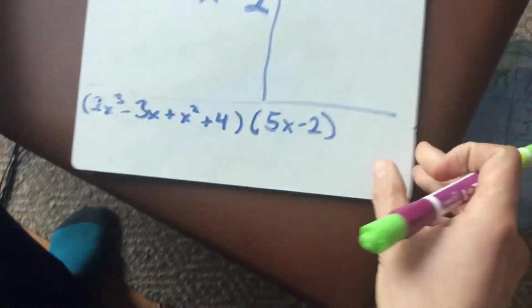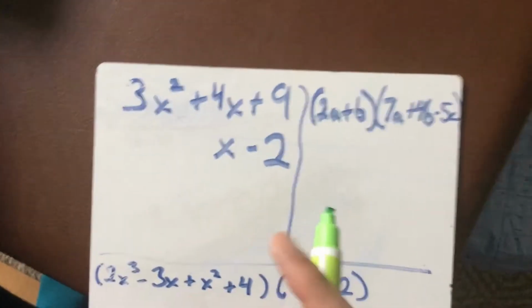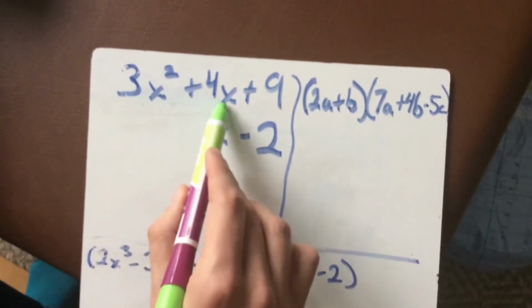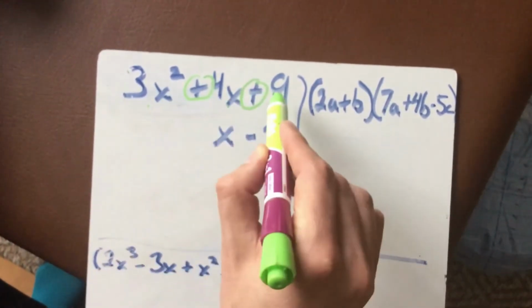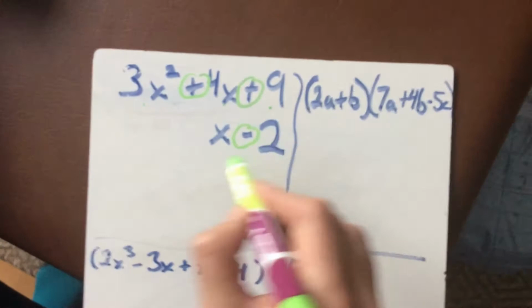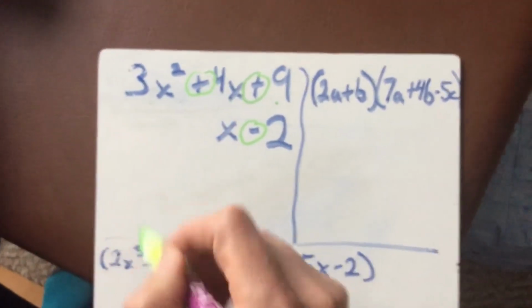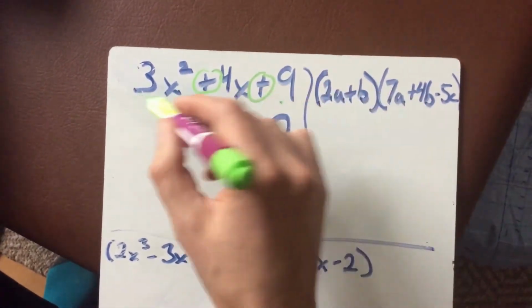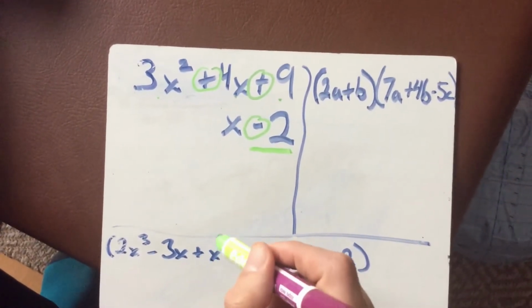Now, what about a little bit more complex problem here? So here I have 3x squared plus 4x plus 9 times x minus 2. So now I have a 1, 2, 3. Remember, every addition or subtraction is a new term, so this is a trinomial times a binomial. And this time I'm going to do it vertically up and down instead of horizontally like I did last time. So what I'm going to do is multiply all three of these terms times my first term here, which is negative 2.